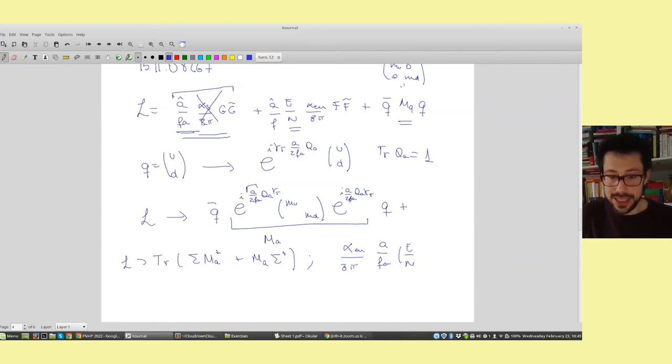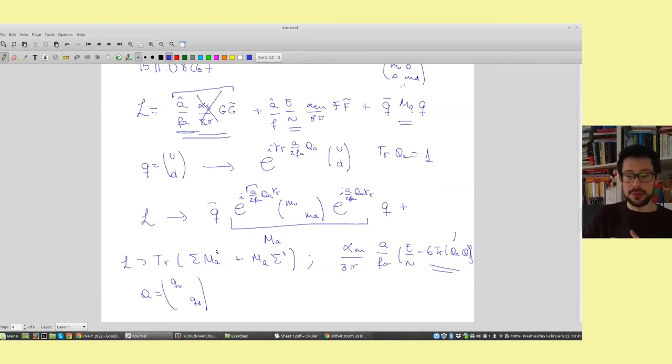So we have here the start and E over N, but computing the anomaly of this transformation, what you get is basically minus six trace of QA times Q squared, where Q is nothing but the charge of the up quark and the charge of the down quark. So the bottom line is that if you do this in this way, you obtain exactly the same result. And here you can choose the matrix QA so that you automatically diagonalize this 2x2 matrix of the pion and the axion.